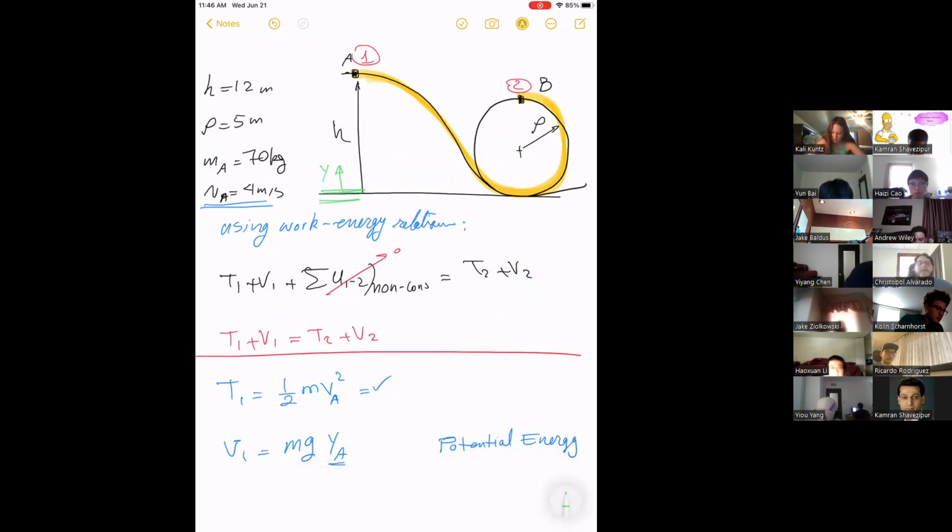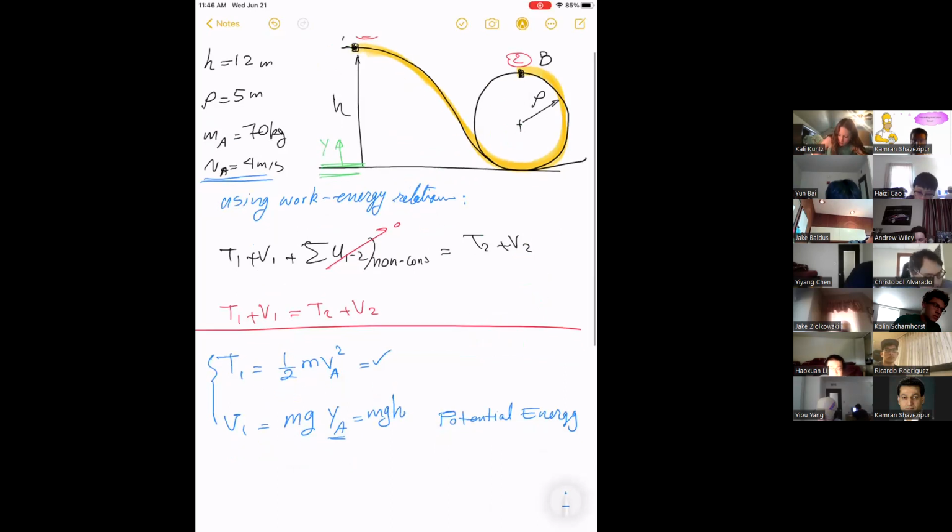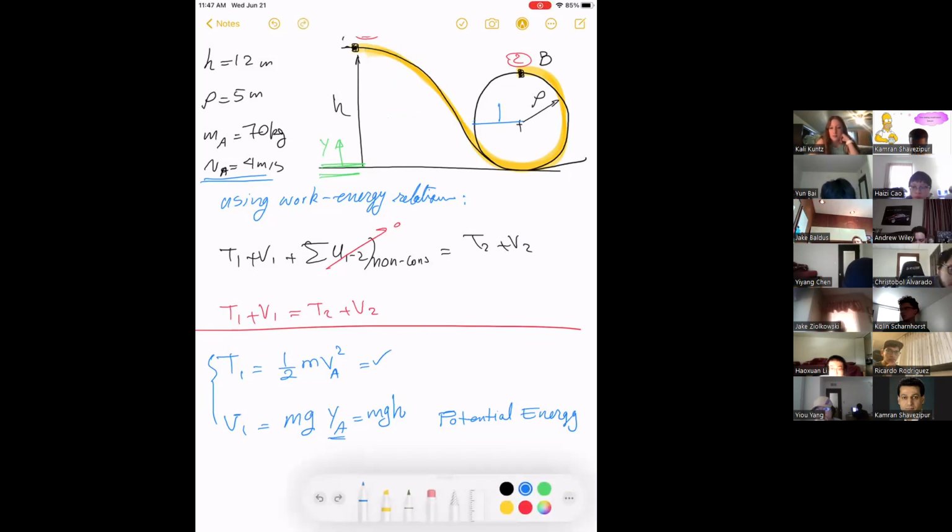If that's the case, then here you're going to get mgh. And h is given. I could go here, and then y1 would have been h minus rho if you go from the blue reference, right? This height is h minus rho. Still, you can do it, but the green one minimizes the calculation.